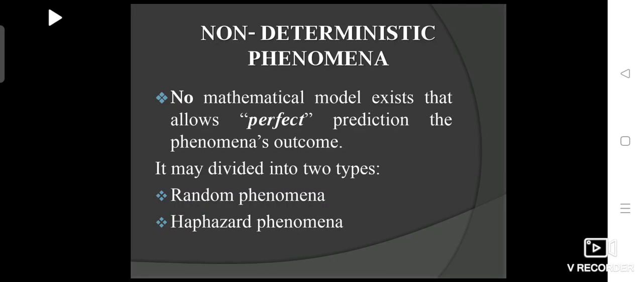Now haphazard phenomena: it is not random, it is some sort of stochastic. You can say that it is based on bias. You know which type of ball you will collect from the bucket. That type of observation is not a long-term process, and it does not give you a good prediction of your data.